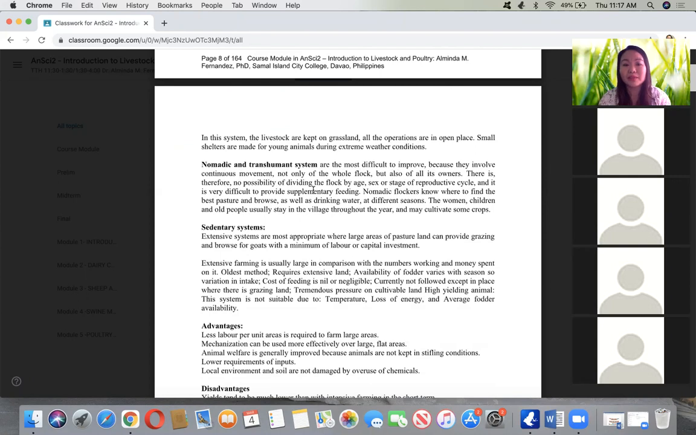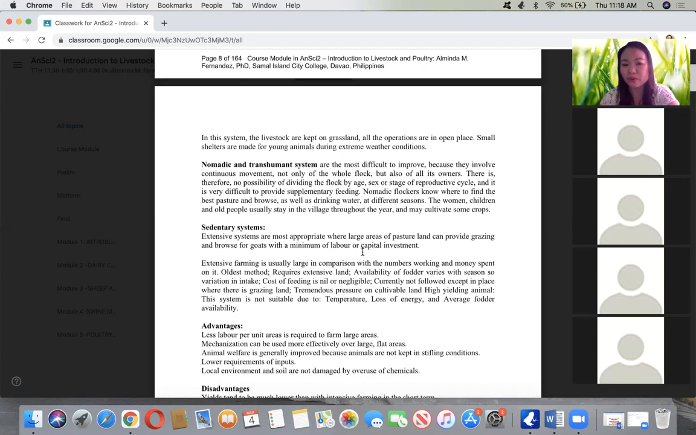Long time ago, during hunting, before domestication of poultry started, all people were nomadic. They just kept transferring, and whatever wild animals they found, that was what they ate. Sedentary systems are extensive systems most appropriate in large areas or pasture land, and can provide grazing and browse for goats. This involves only minimum labor and capital investment.